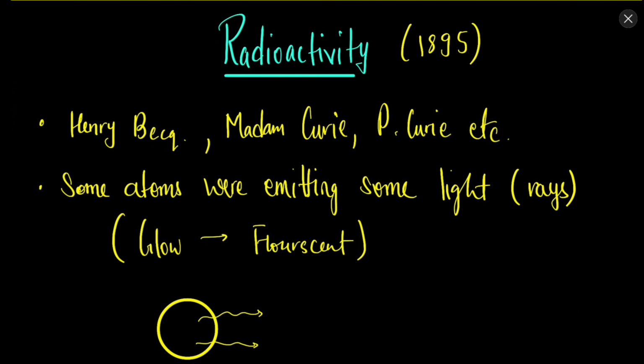Now last part is the radioactivity. Radioactivity was observed in 1890s. Henri Becquerel, Marie Curie, Pierre Curie, all those people were the forefront scientists of the radioactivity. So what is radioactivity? So the scientists observed that there were some atoms which were emitting some light. Okay, they were glowing without any external light source. Okay, this is called fluorescence.